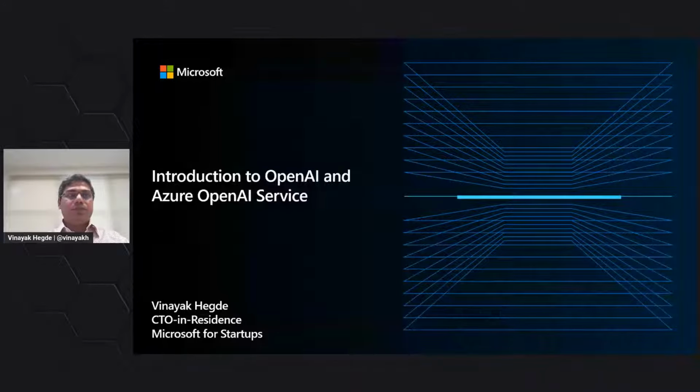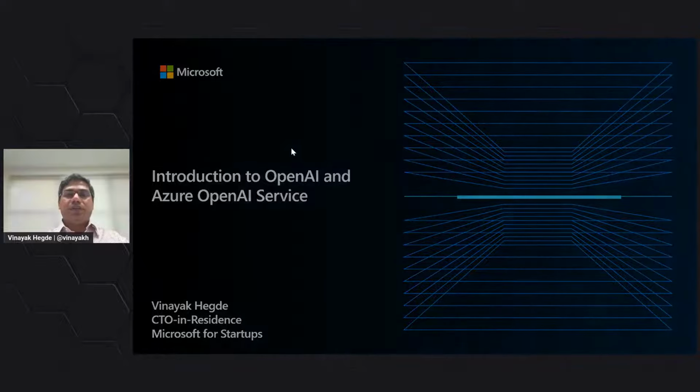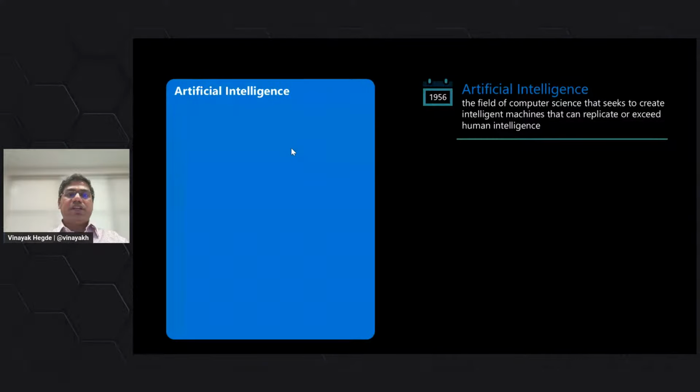Cool. So let's get started. We have a lot to cover today, and I said I'll be talking about an introduction to OpenAI and Azure OpenAI Service. So let me start off with the evolution of artificial intelligence. Artificial intelligence has been around for a long time, and it has gone through several winters, as you say, where there were a lot of advances, and then nothing happened for a while. Then there were advances, and nothing happened for a while.